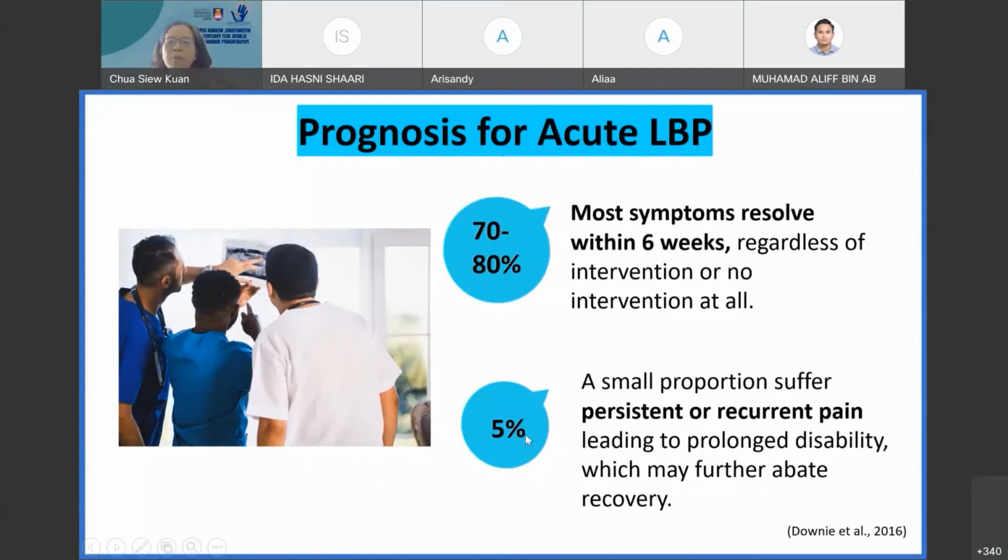Okay, only a small portion, 5%, still suffer persistent and recurrent low back pain, which then leads to prolonged disability, which may further affect recovery.